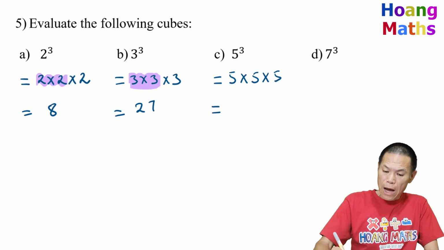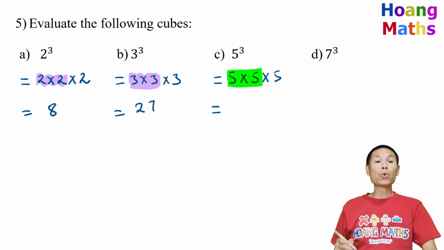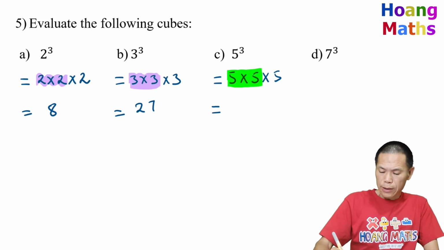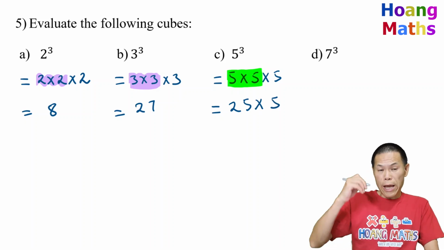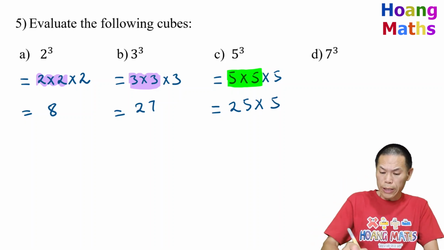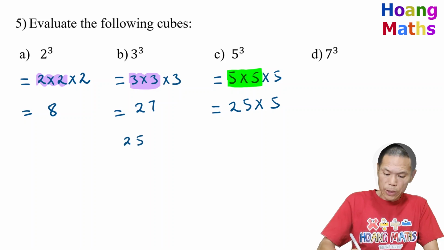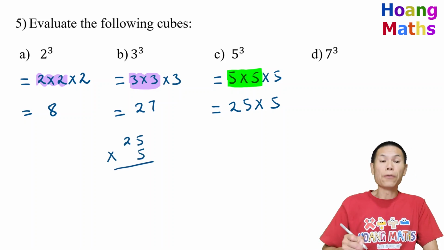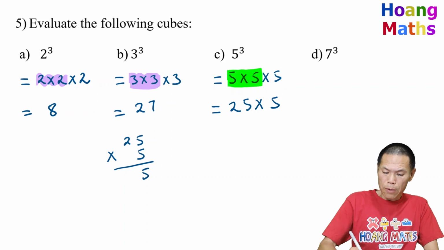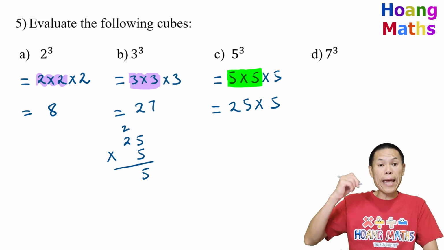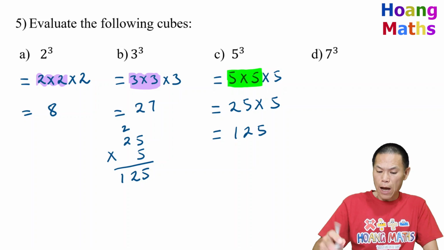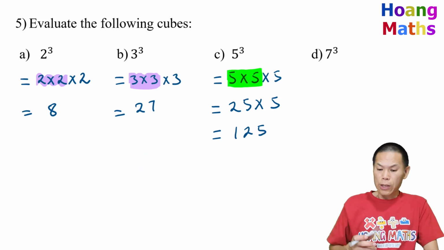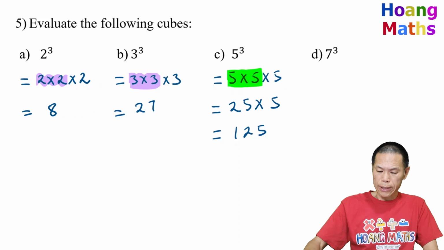5 cubed will be 5 times 5 times 5. And we have 5 times 5 is equal to 25. So let me write this down, 25. And we times another 5. So now 25 times 5, let me just work on here. So 25, we times 5. So 5 times 5 is 25. Put a 2 here. 5 times 2 is 10. We'll add another 2 is 12. So that is equal to 125. Let me clear this. So there you go. I hope you got it correct.